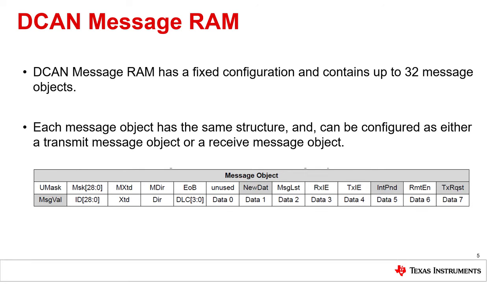After configuring the bitrate, the most important task is to configure the message RAM. This step determines how the messages to be transmitted and received are stored in the module's RAM. The layout of DCAN's message RAM is fixed and supports up to 32 message objects. Every message object has the same structure, as can be seen below, and can be configured for transmit or receive operation.